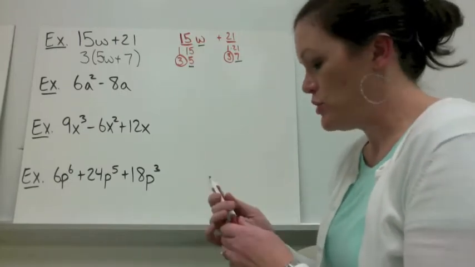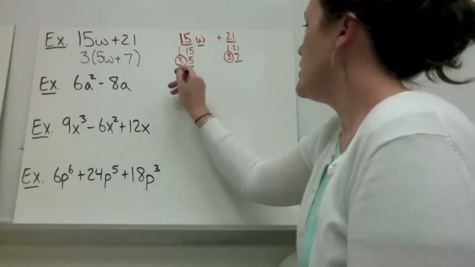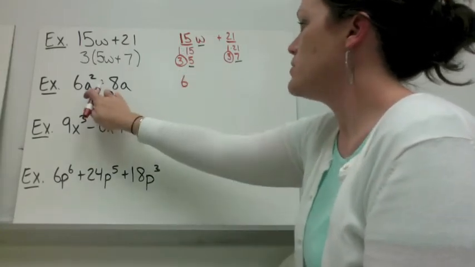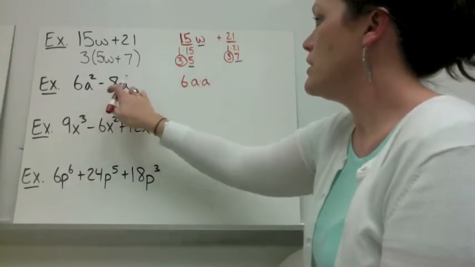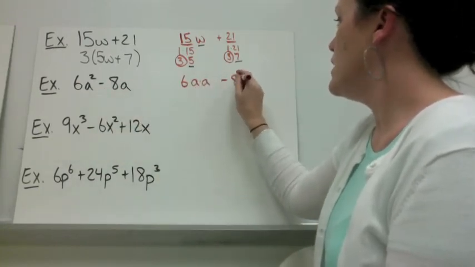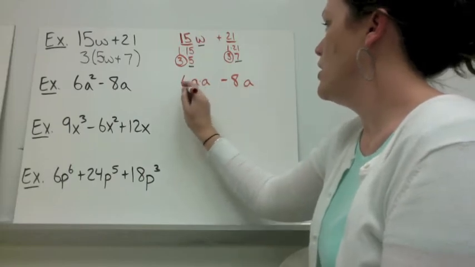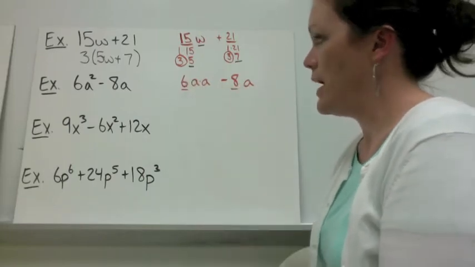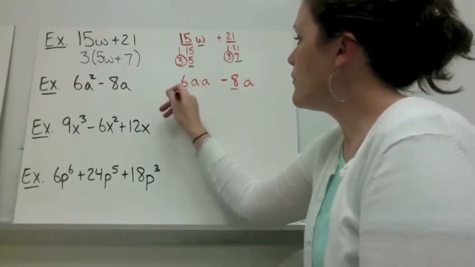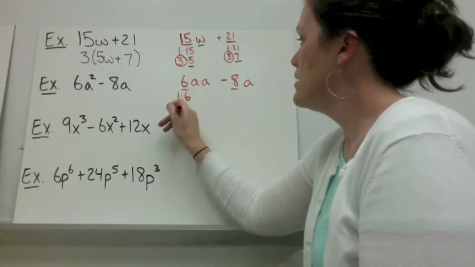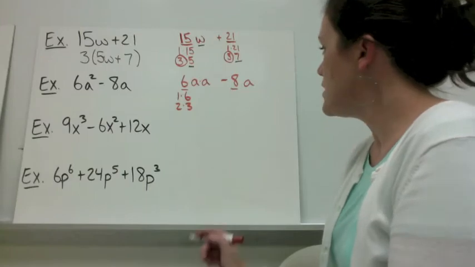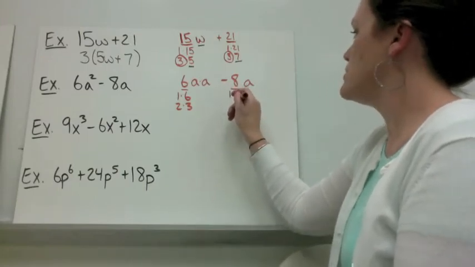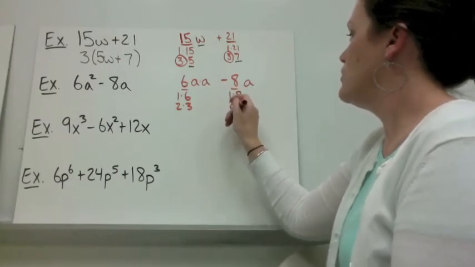Let's look at example 2. So if I write down 6a squared, and a squared is a times a, and let's put minus 8a, and then we'll look at the 6 and the 8. 6 would come from 1 times 6 and 2 times 3. Those are the only factors of 6. And then 8 comes from 1 times 8 and 2 times 4.